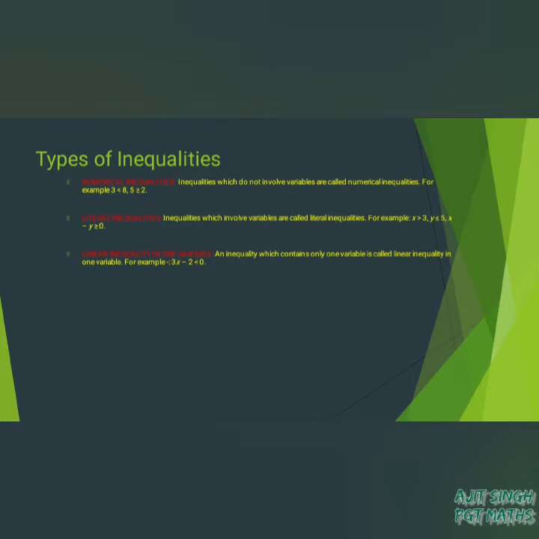The next one is the linear inequality in one variable. It means we will use only one variable in the inequality. An inequality which contains only one variable is called a linear inequality in one variable. For example, 3x minus 2 less than 0. Here the only variable is x. So 3x minus 2 is less than 0. This is a linear inequality in one variable.